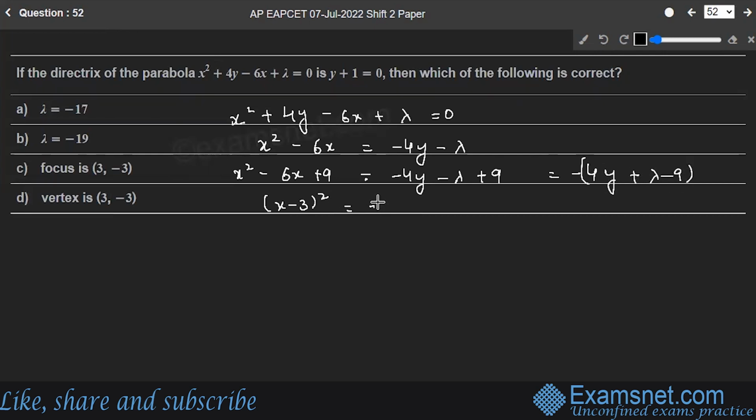This will give me x minus 3 whole square is equal to minus, I'll take the 4 common, so you will have 4 into y plus lambda minus 9 upon 4. So this is the equation: x minus 3 whole square is equal to minus 4 into y plus lambda minus 9 upon 4. That gives you x square is equal to 4y, the capital one, right? So from here, what is the equation of directrix?